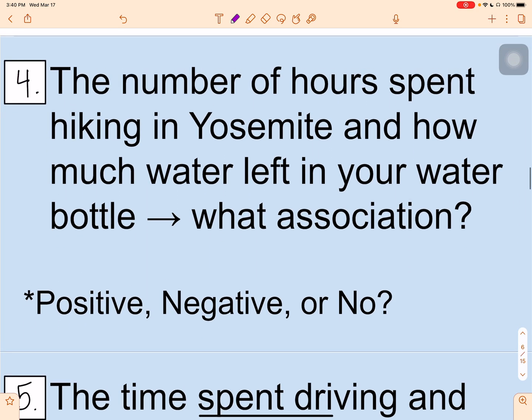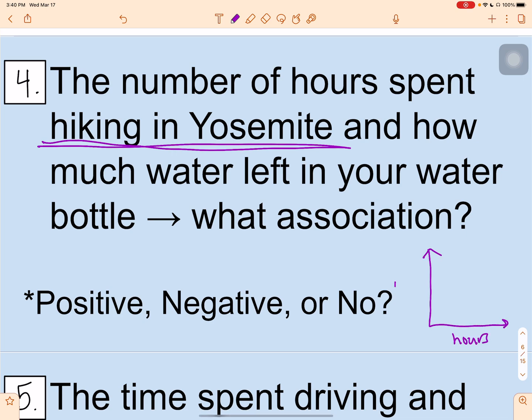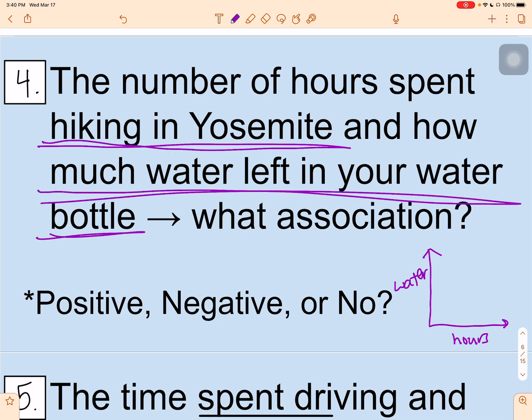All right, number 4, it says the number of hours spent hiking in Yosemite and how much water is left in your water bottle. What association is this? Well, let's think about it. For hiking in Yosemite, the more hours we spend, so let's draw this. Let's do hours here and water here. The more hours you spend hiking in Yosemite, the more water you're going to need to drink to stay hydrated. Let's assume that at 0 hours, we had a full water bottle. So our first point is right there.